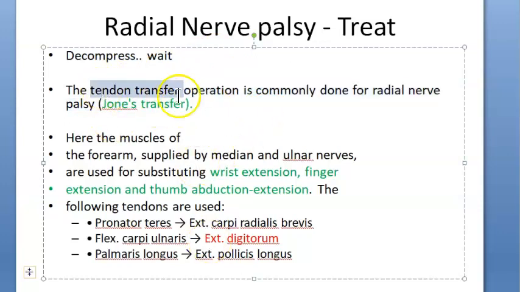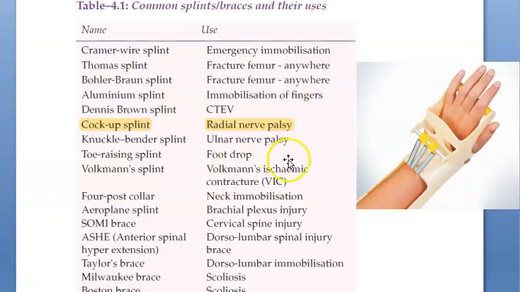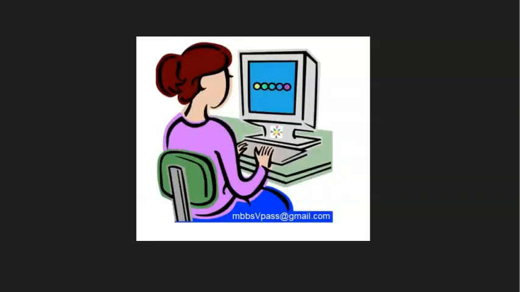Right? Then you're also talking about tendon transfer if it is required. Because this nerve is not working, you'll have to transfer tendon from one place to the other. You understand? One muscle you will connect to the other place. Are you focusing, people? These are the following tendons which are used. If you want, you can remember this. So this is the cock-up splint. These are the treatments of radial nerve palsy, wrist drop. Considering that it is 5 marks, I hope that we have covered enough for you.